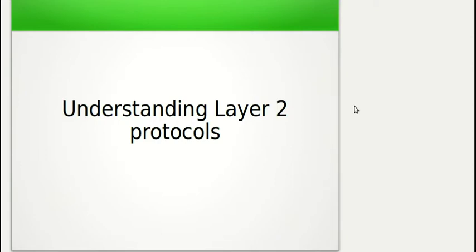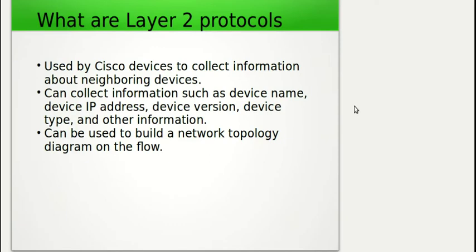Welcome back to the ICND1 series, and in this video we'll be looking at layer 2 protocols. The layer 2 protocols we're going to cover in this video, well over the next two videos, are going to be CDP and LLDP. Now these layer 2 protocols allow Cisco devices to collect information about each other and about neighboring devices.